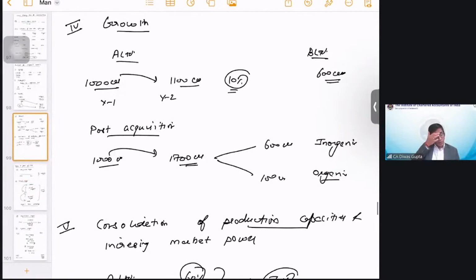Then the fourth part is on the growth, right? If they want to let's say have a better growth, right, in terms of the organic and inorganic, so the inorganic growth will also lead to the year on year better growth from the perspective of the acquiring company.